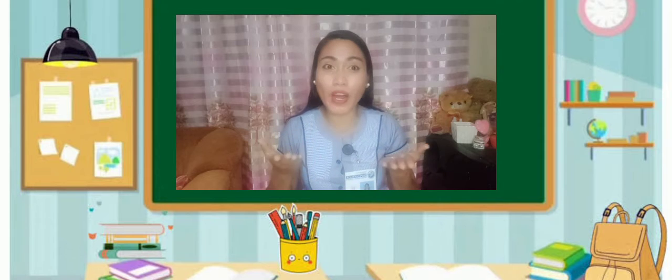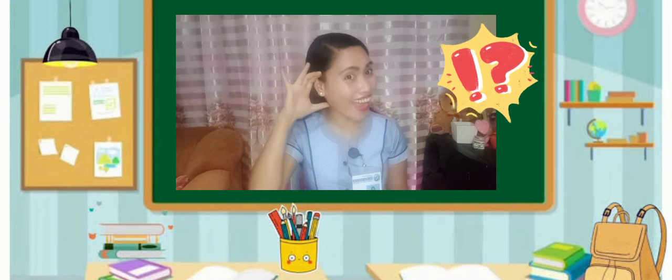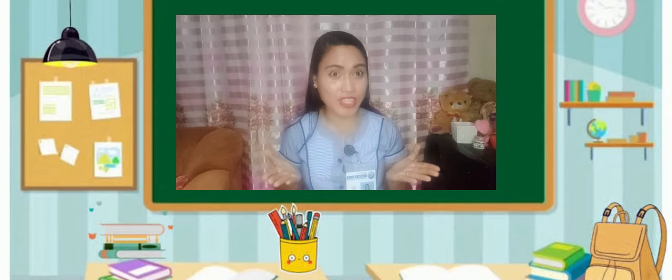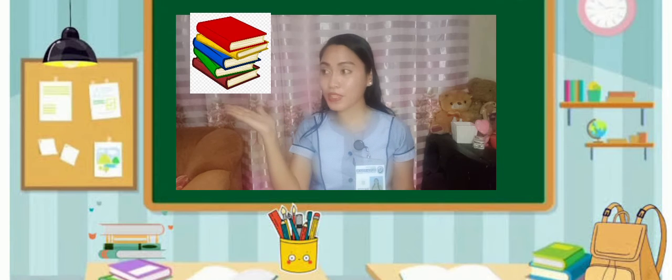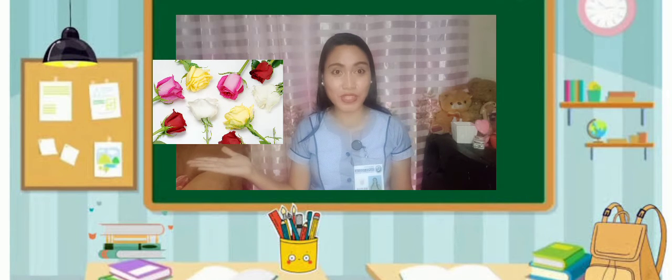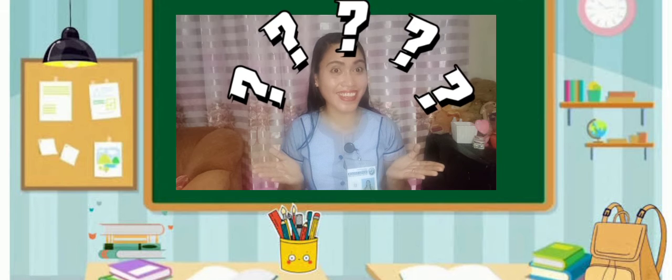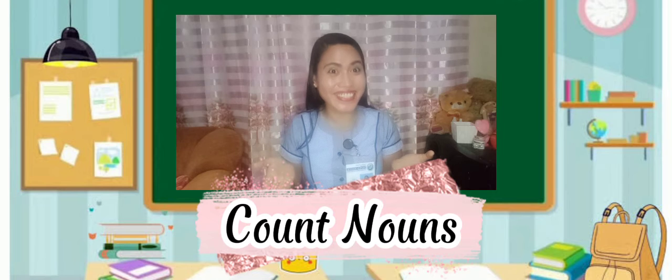Very good job for singing the song very well. Now, let's try to identify what are some of the things that were mentioned in the song. Can you remember them? Alright, let's try to identify. Here are some of the words mentioned: stars, numbers, trees, books, and flowers. How do you call these things? That's right. These are called count nouns.